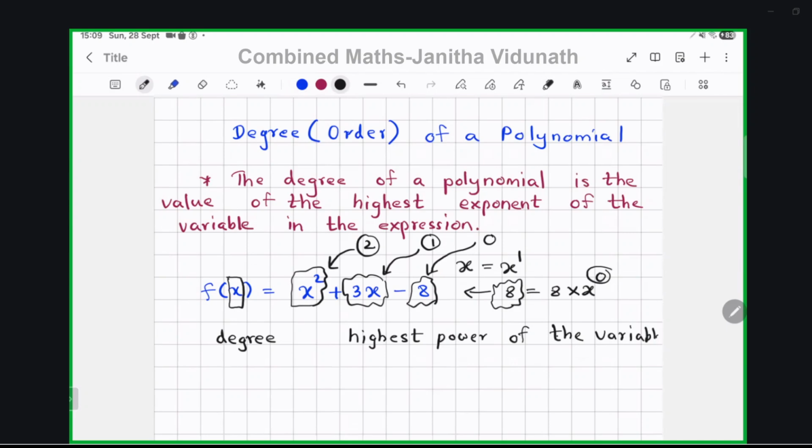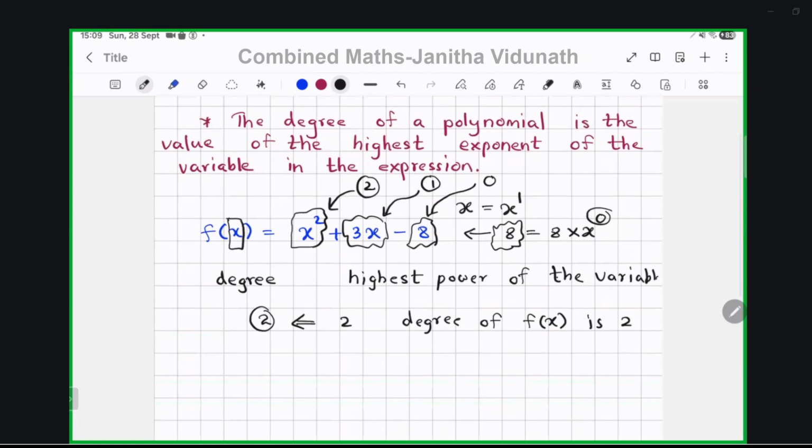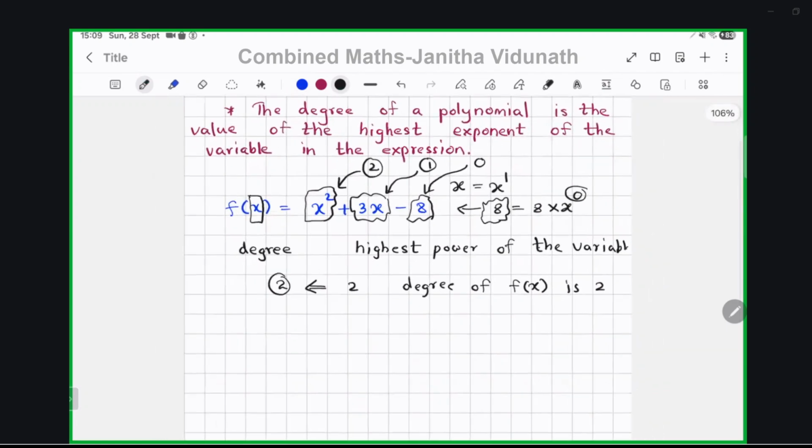Now, what is the highest power that the variable is taken? It is 2. Then we call the degree of this polynomial 2. Then the degree of f(x) is 2.